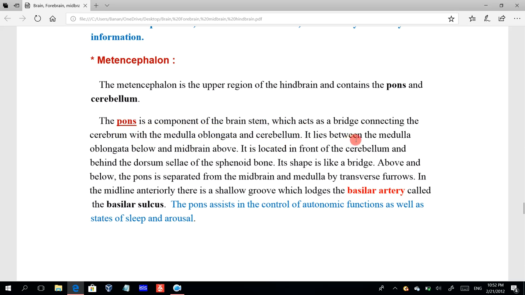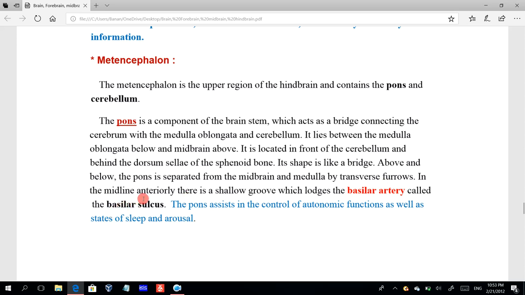It lies between the medulla oblongata below and the midbrain above. It is located in front of the cerebellum and behind the dorsum sellae of the sphenoid bone. Its shape is like a bridge, so it's called pons. Above and below, the pons is separated from the midbrain and medulla by transverse furrows, transverse fissures.